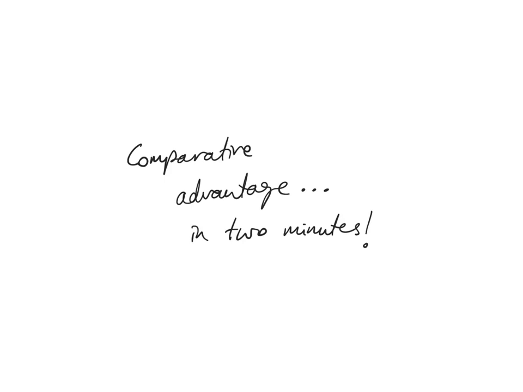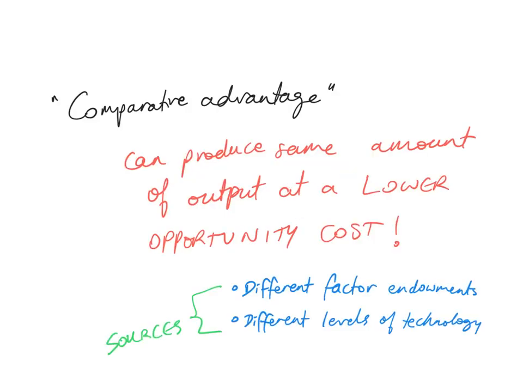So let's try and explain comparative advantage in just 2 minutes. What's comparative advantage? Basically, a country has a comparative advantage if it can produce the same amount of output at a lower opportunity cost. So what it gives up to produce that same amount of output is lower. Sources of comparative advantage. Well, different countries have different factor endowments and different levels of technology.